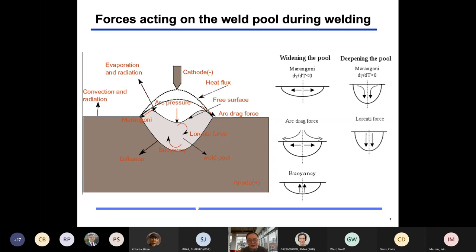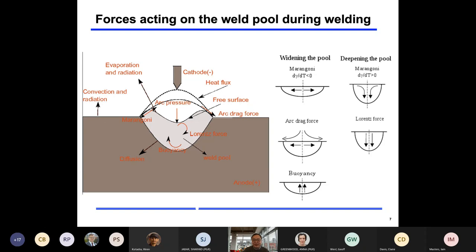But those forces have different functions. Some of them will widen the pool, and some of them will deepen the pool. Those are important because this will affect the welding performance. Also, now that we look into additive manufacturing using the arc wire method, this also affects the formability. Actually, you want to control the morphology of the bead, and you have ways of doing that by controlling those different forces.